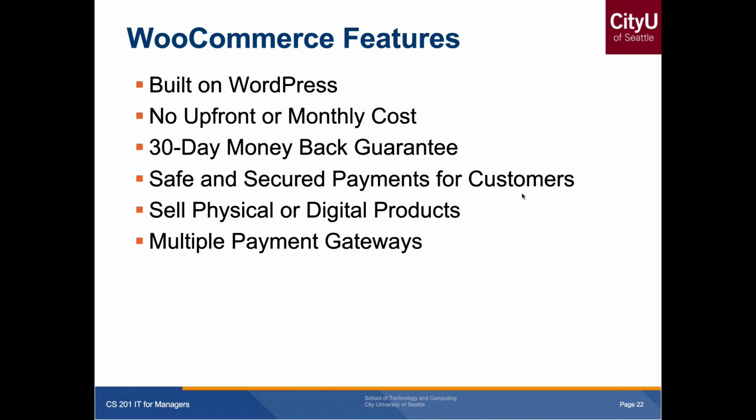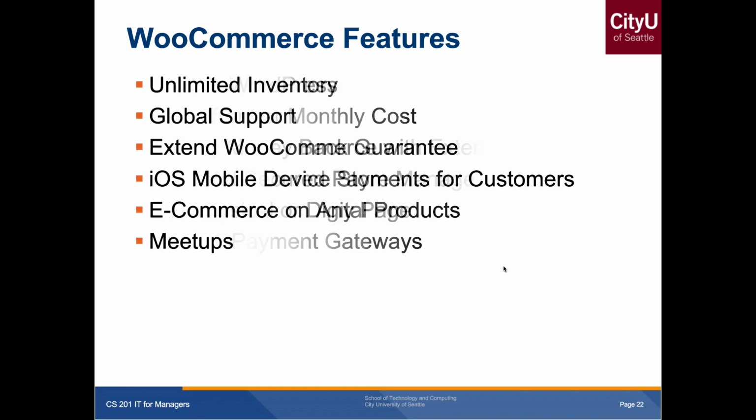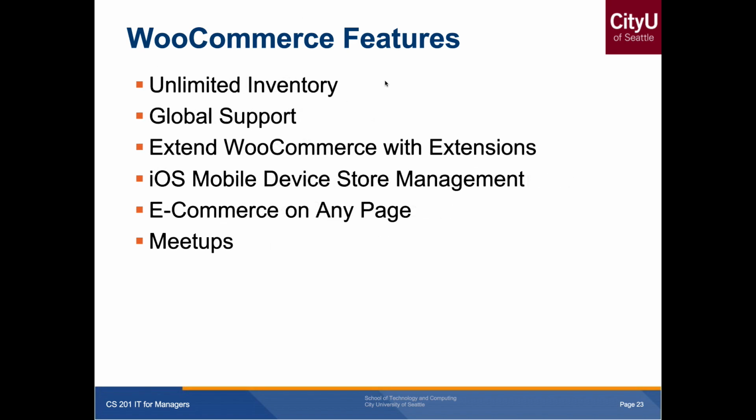And safe, secure payments for customers. So they provide those integrations for like Stripe, like Square. You can sell physical or digital products in your platform, and there are multiple payment gateways, right? You can sell internationally if you want, right? And that's with the global support. So you have unlimited inventory, extend WooCommerce with extensions, mobile device store management, and so on and so forth.